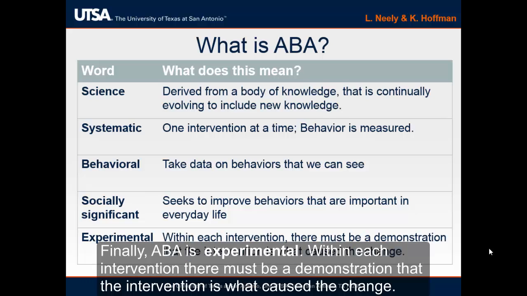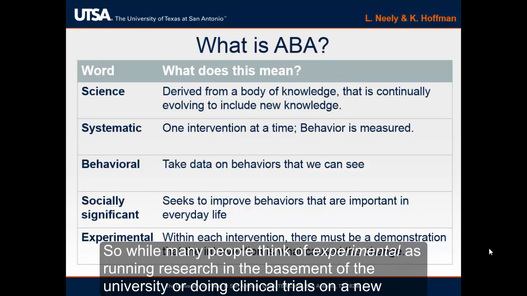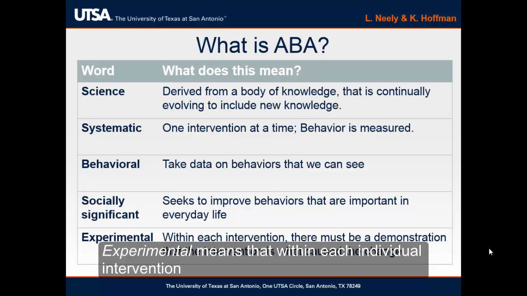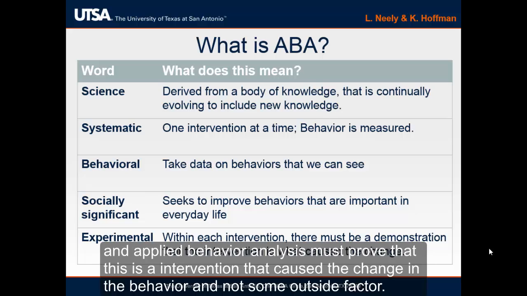Finally, ABA is experimental. Within each intervention, there must be a demonstration that the intervention is what caused the change. So while many people think of experimental as running research in the basement of a university or doing clinical trials on a new drug, experimental has a bit of a different definition here. Experimental means that within each individual intervention, an applied behavior analyst must prove that this is the intervention that caused the change in the behavior and not some outside factor.